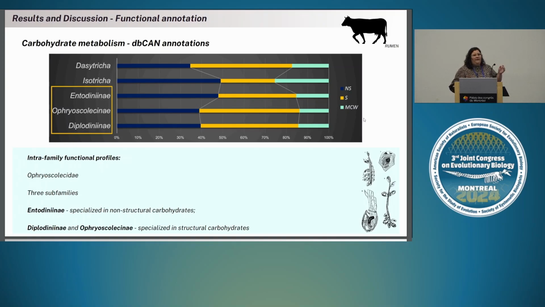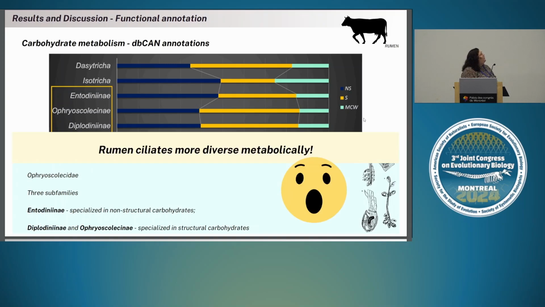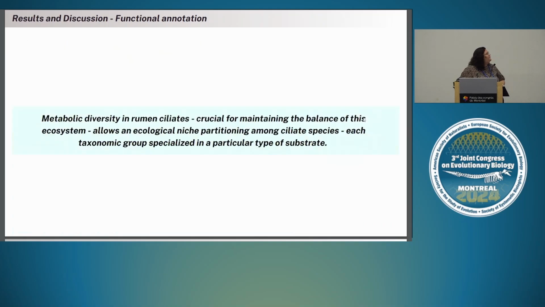In the same way, when you analyze the family Ophryoscolecidae in more detail, you observe that this family is subdivided into three subfamilies: the subfamily Entodiniinae, whose ciliates are specialized only in non-structural carbohydrates, and the subfamilies Diplodiniinae and Ophryoscolecinae, whose ciliates are specialized in structural carbohydrates. As we can see, we have a great metabolic diversity within rumen ciliates, and thus they are more diverse metabolically than their relatives inhabiting the second environment.